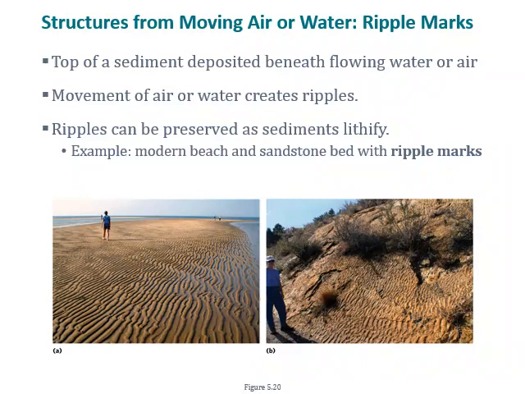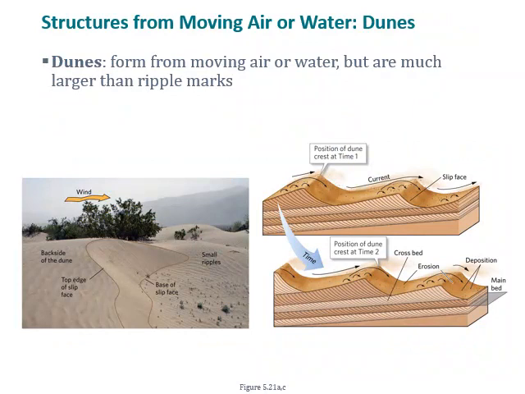Dunes also form from moving air or water, but are much larger than ripple marks. So the process here is that the grains are carried by wind over the top of the dune, and then they fall or roll down the side of it. Over time, this creates different sets or different groups of dunes, and they can get preserved.